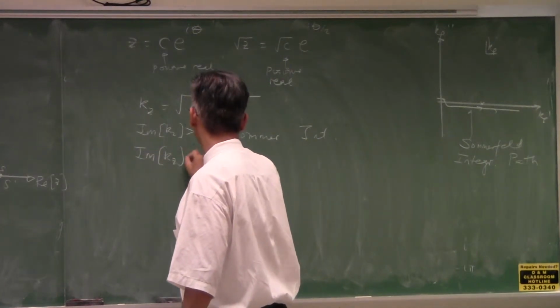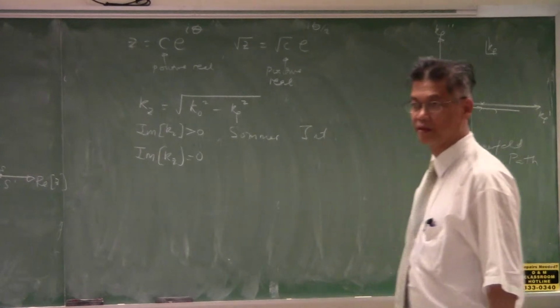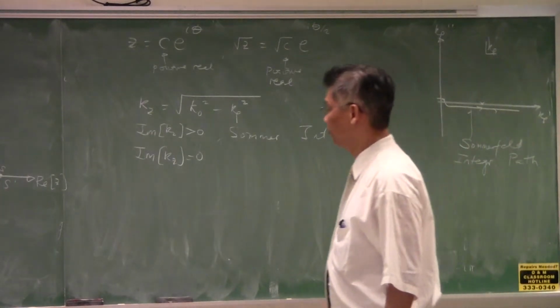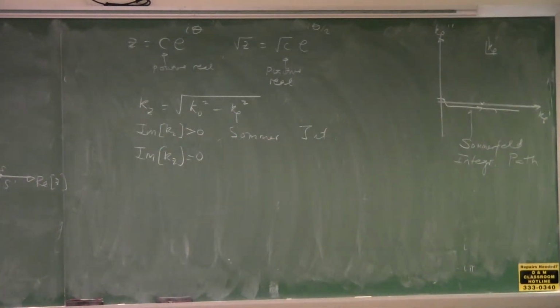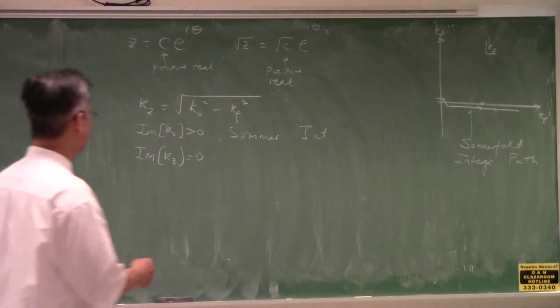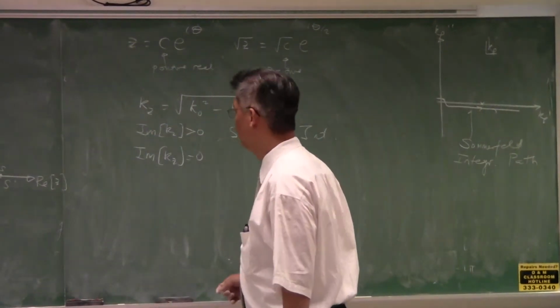Where the imaginary kz equal to 0 line is. And if you can find where that line is, maybe you can use it as a branch cut to distinguish between the upper Riemann sheet and the bottom Riemann sheet. How do we find this line where imaginary kz equals 0?